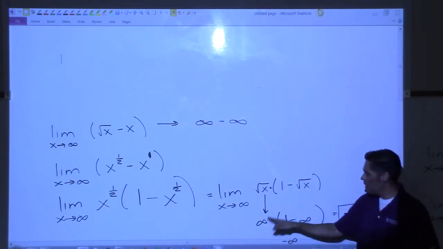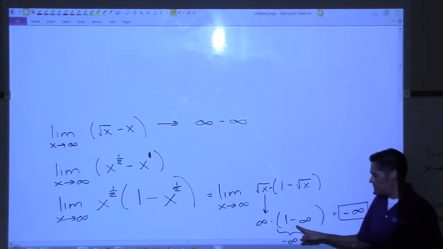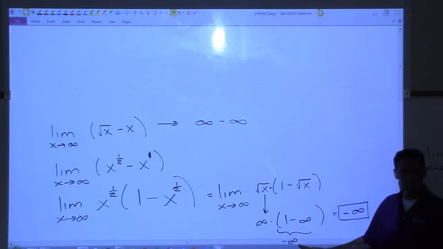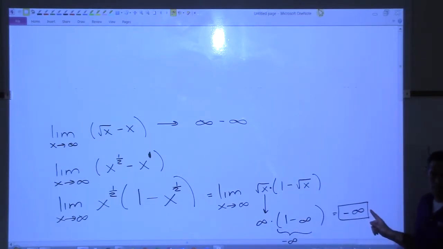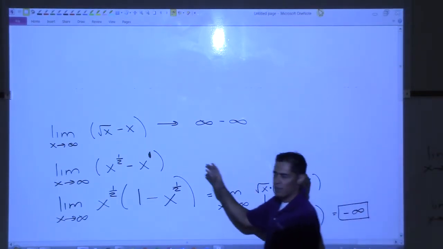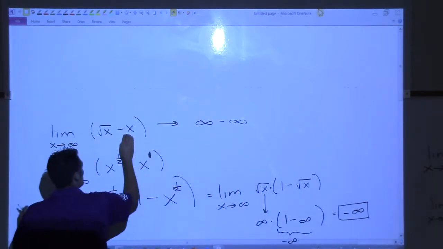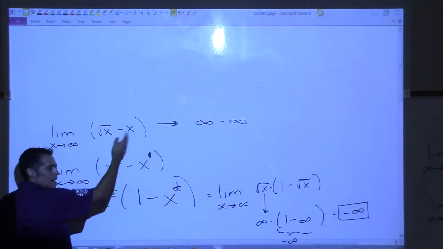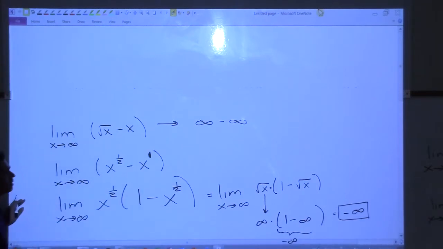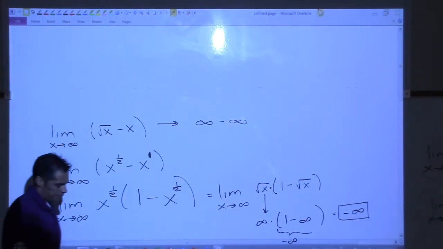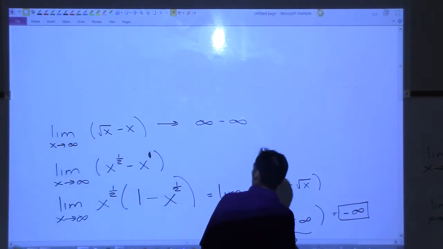Positive infinity. One take away infinity is going to be negative infinity. Multiplication of a positive and negative gives you negative. So it's like Luke's instinct was right. This one seems to dominate this one, so we should be heading to negative infinity. One more of these.